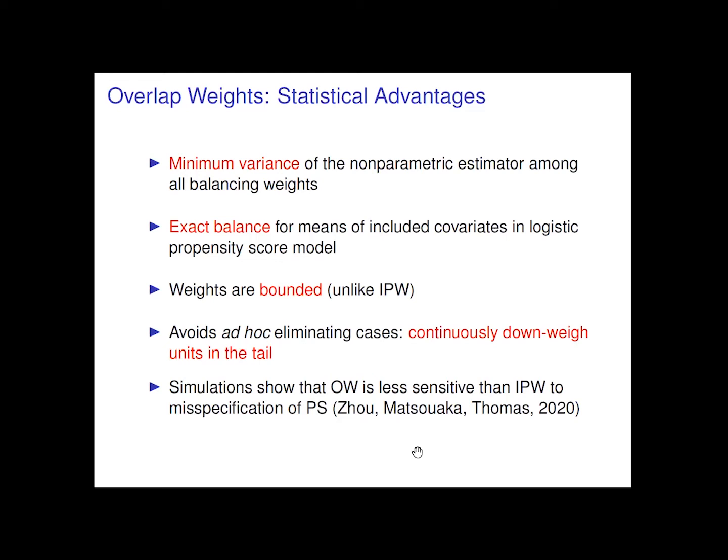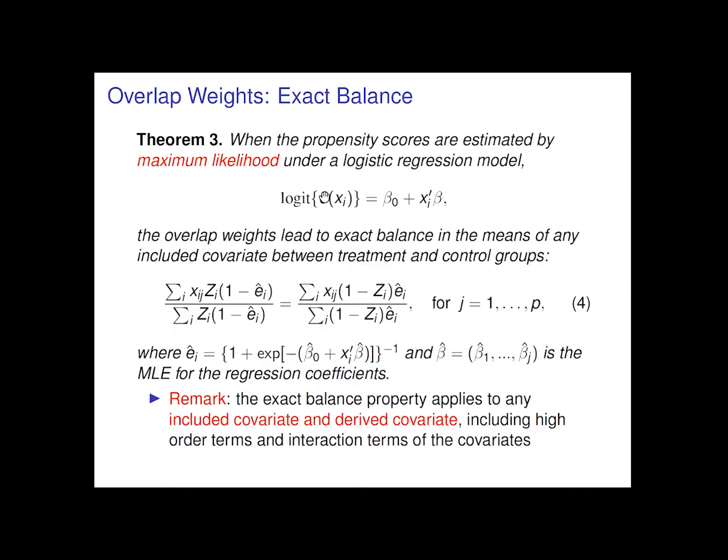And also a recent study showed that, with overlap weights, when you have this propensity score weighting thing, what's important is that you need to estimate the propensity score.